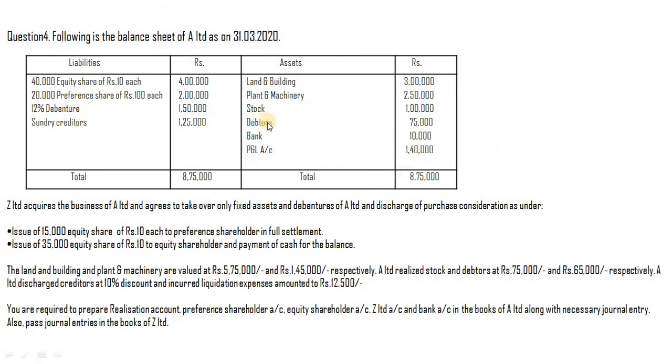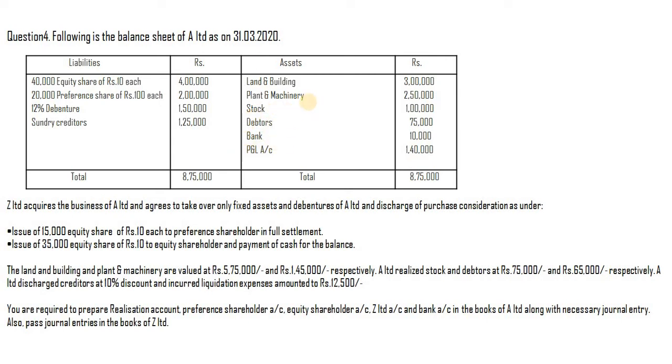These stock, debtors, bank are not taken over. If not taken over, don't show. If taken over, then only include under this method, right? Assets part finished. Now liabilities taken over, we have to find out.